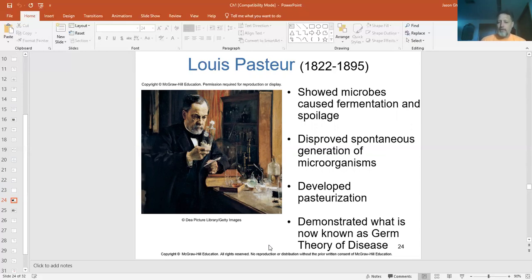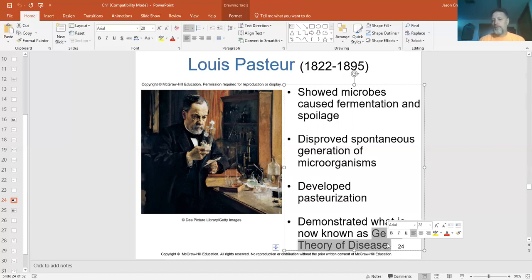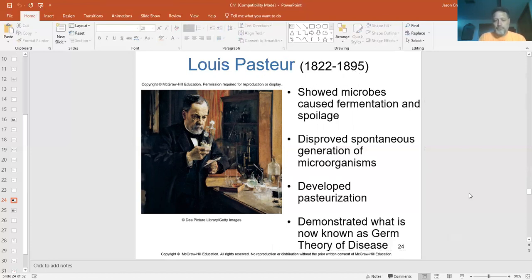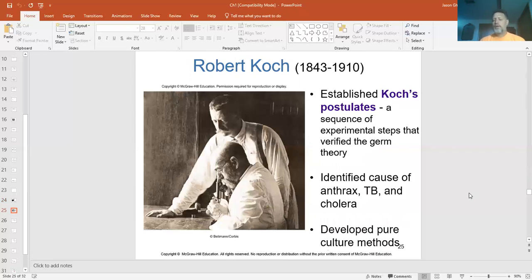Then he's famous for disproving spontaneous generation, proving that it was transmitted from one organism to another. So because of identifying that it was microbes causing these diseases is where he gets his credit for the germ theory of disease, down here at the bottom. It starts again with the fermentation. Koch is the one who finalized and finished what Pasteur started.